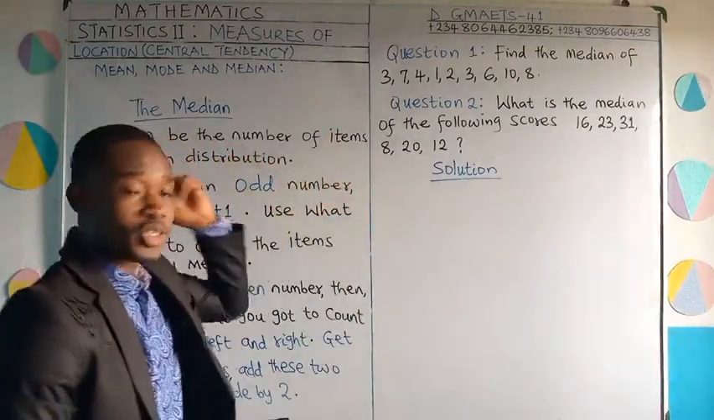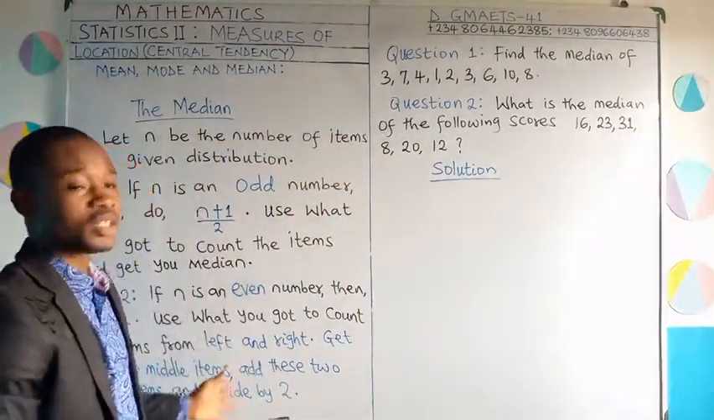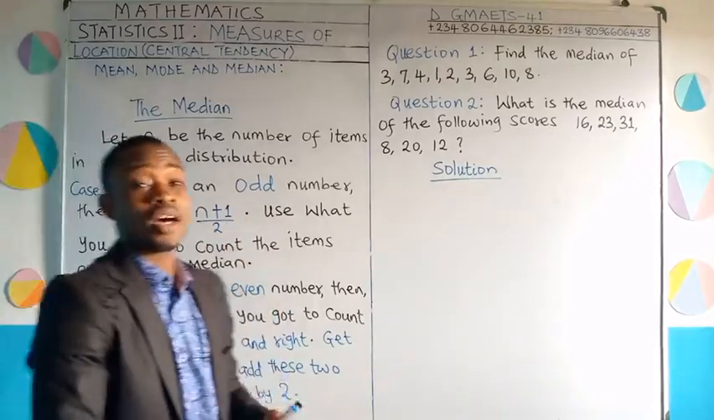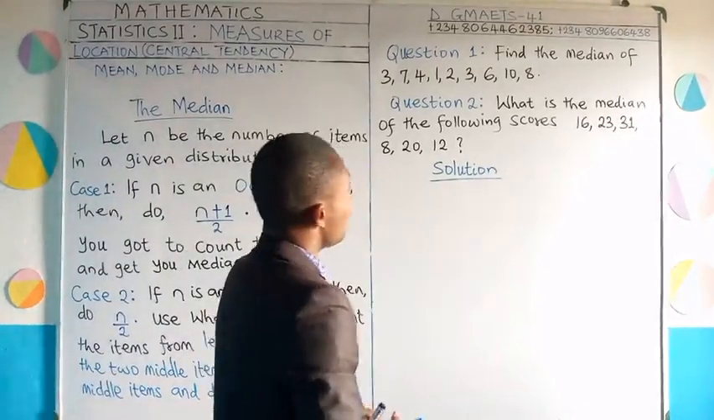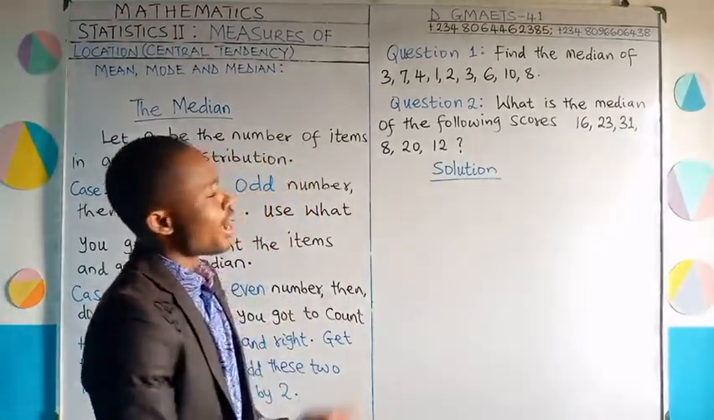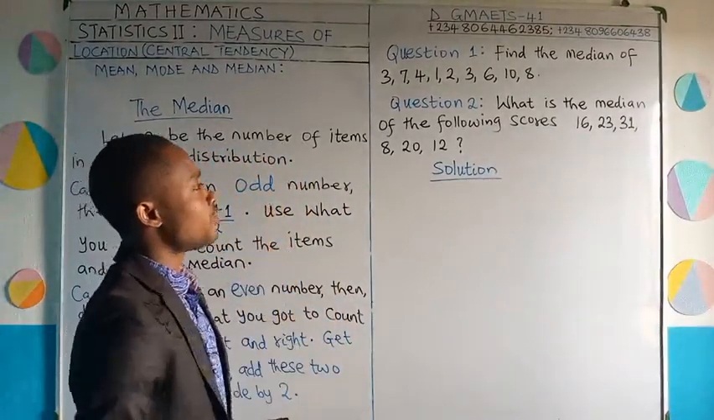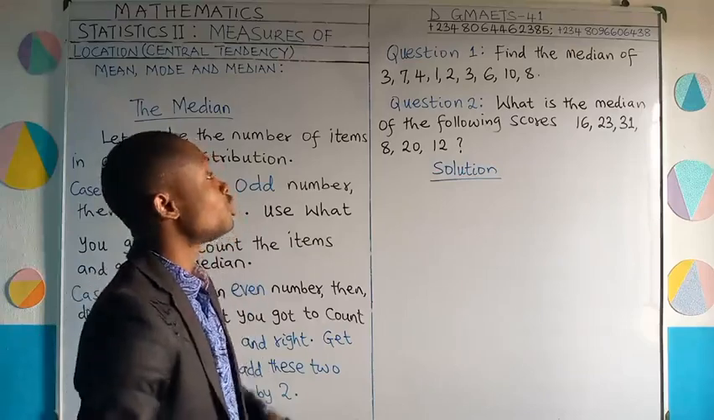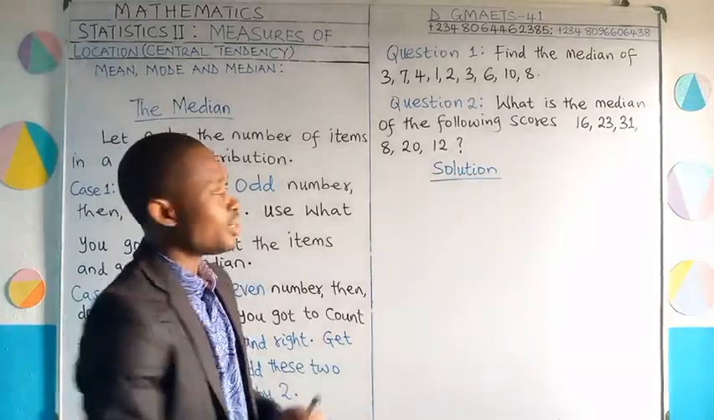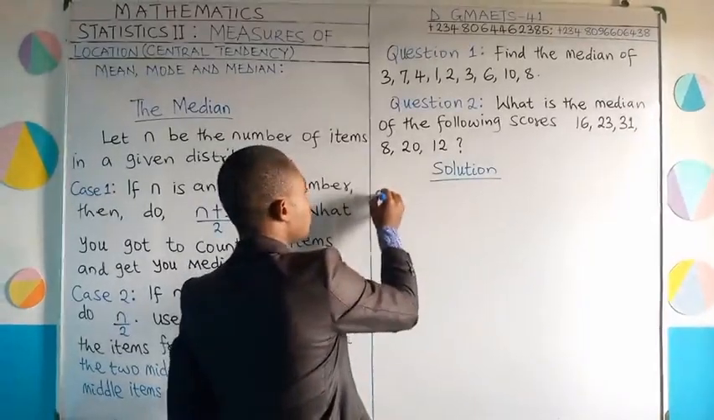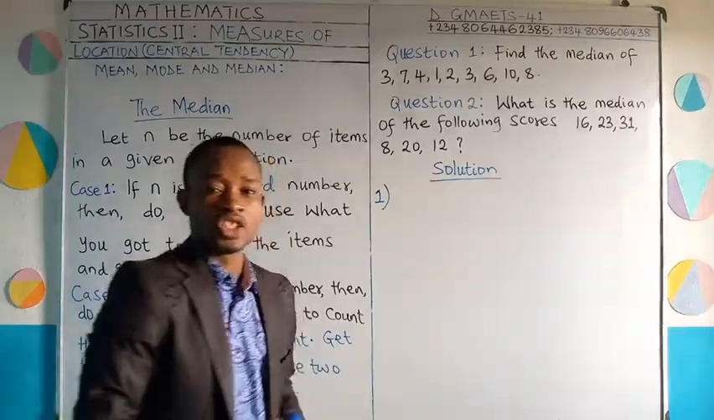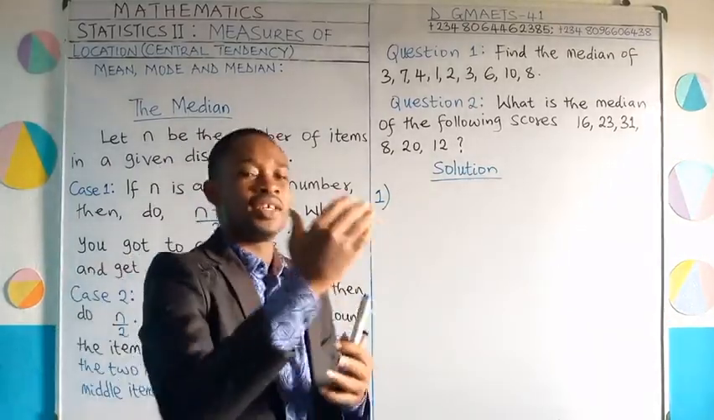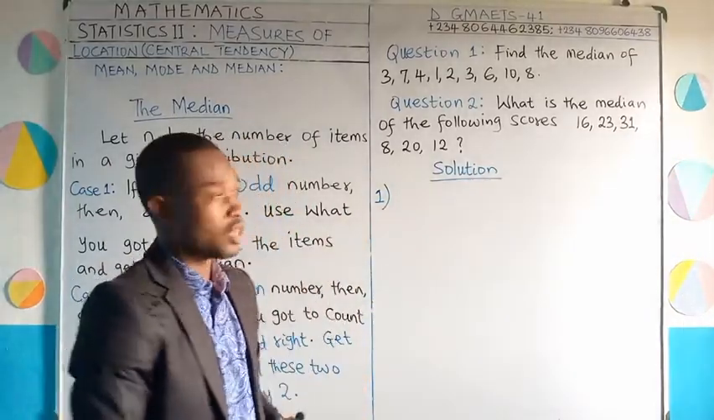We are going to use this question quickly to explain what we have here, and you'll see clearly how to solve median. It's very simple. Solution to question number 1. We are asked to find the median of the distribution 3, 7, 4, 1, 2, 3, 6, 10, 8. Now, the first thing you have to do is to arrange the distribution. You can arrange it either in increasing or decreasing order.